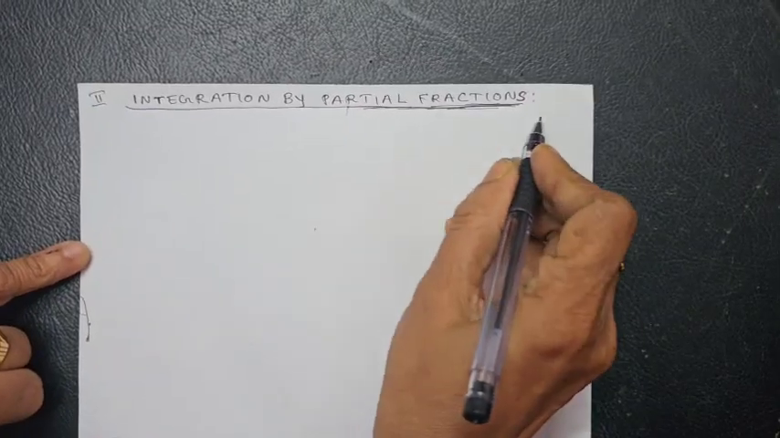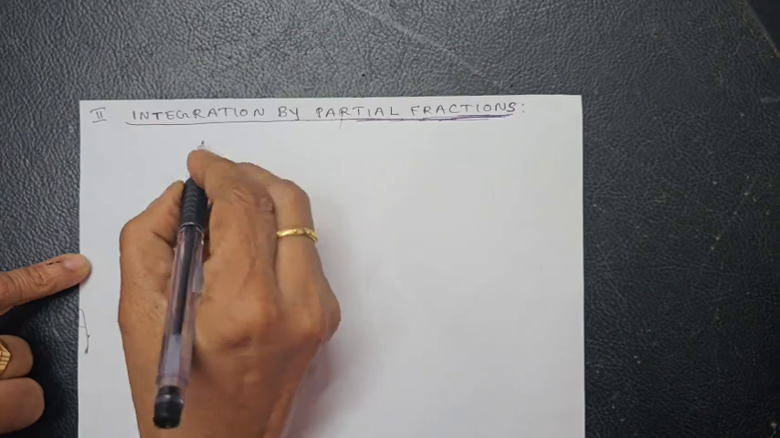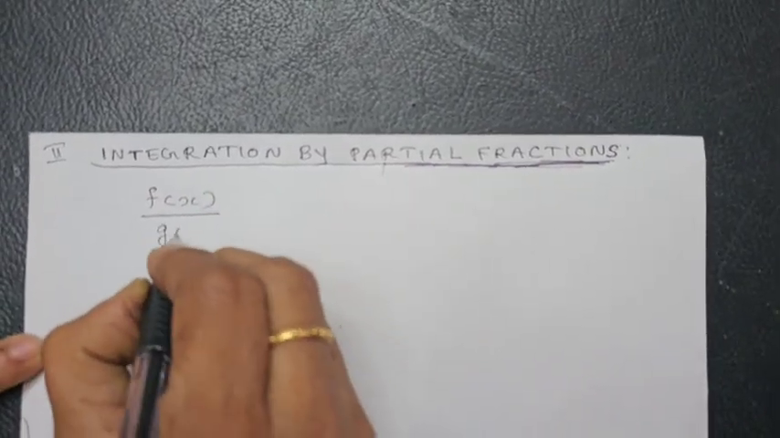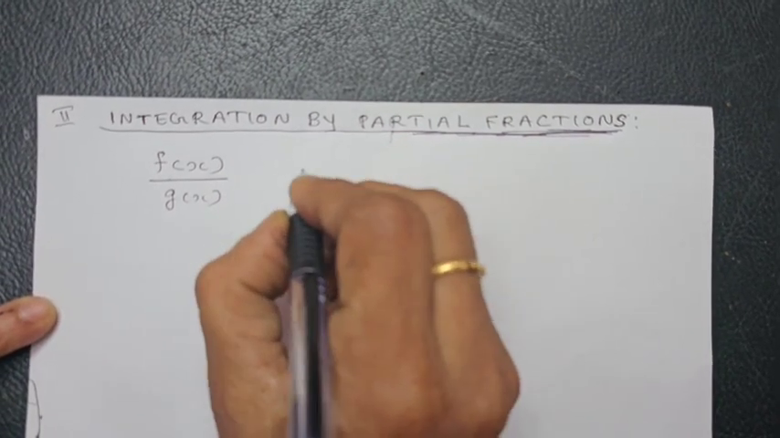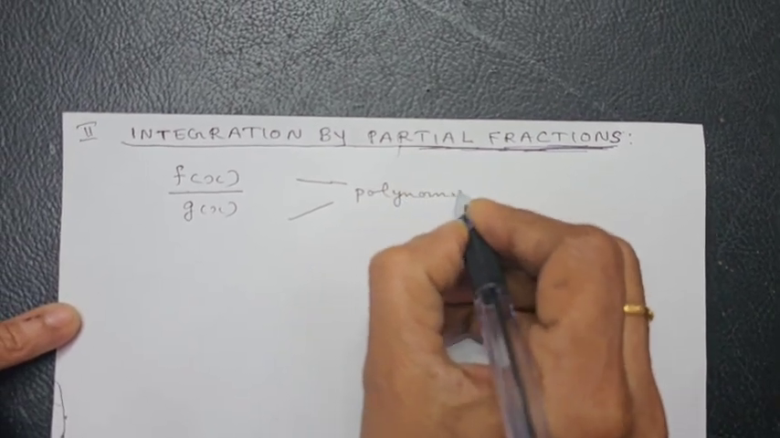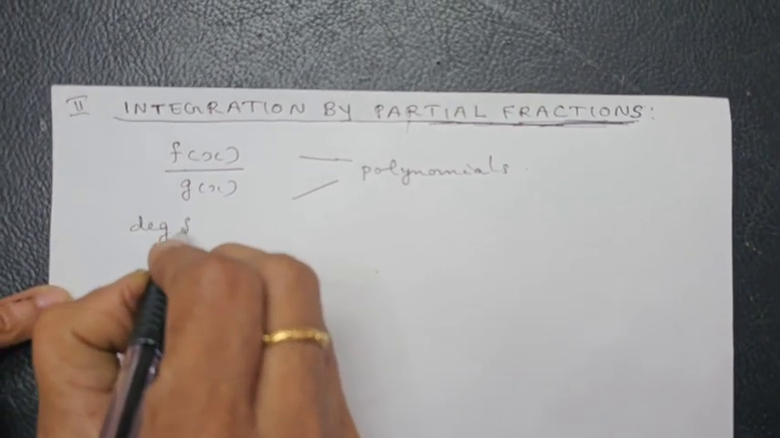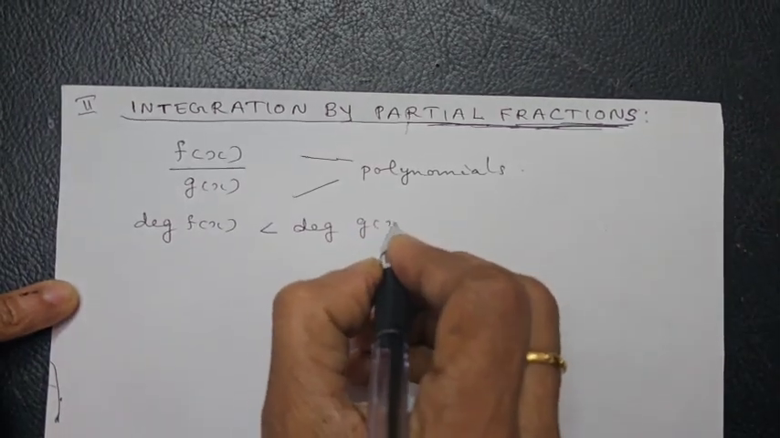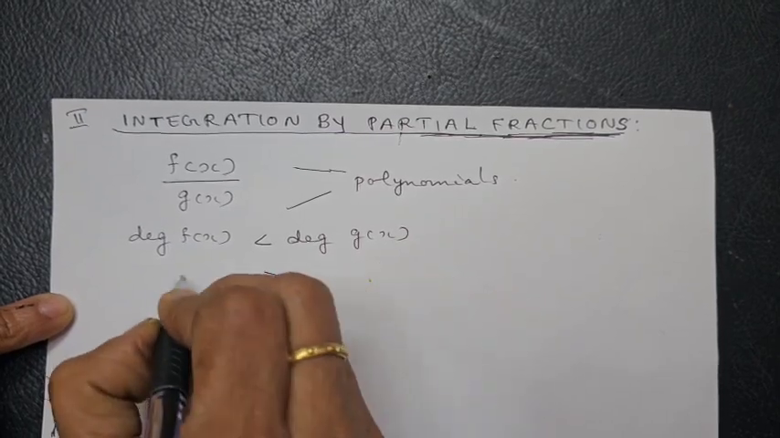We use the partial fractions method when the function to be integrated is of the form f of x by g of x, where f of x and g of x are both polynomials. Then there are two possibilities: the degree of the polynomial f of x is less than the degree of g of x, or it can be greater than the degree of g of x.